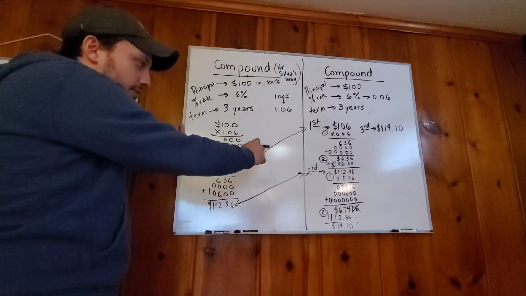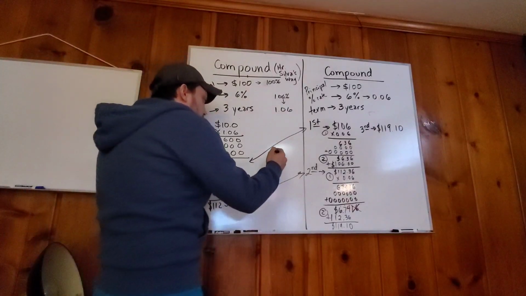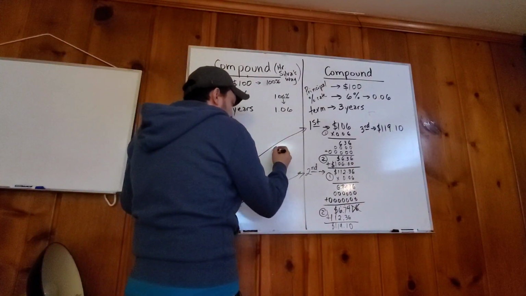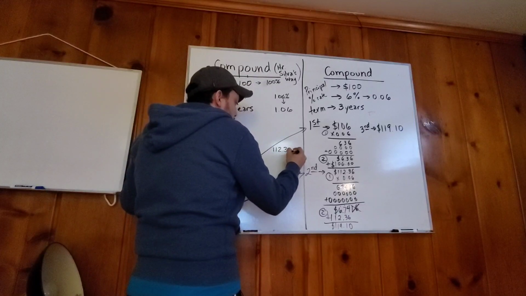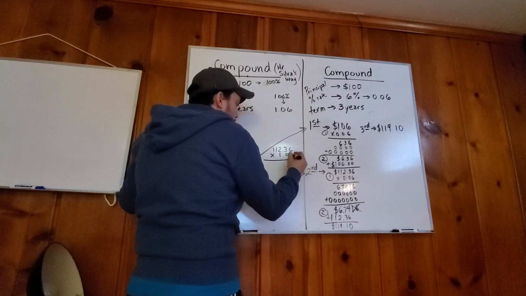112.36. I got that for my second year there. And look at my third year. I'm going to put it right here in between the lines. It's going to be 112.36 times 1.06. 6 times 6 is 36, and a 3 goes up.